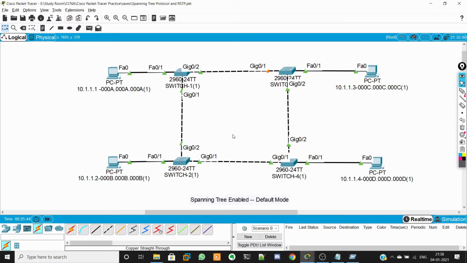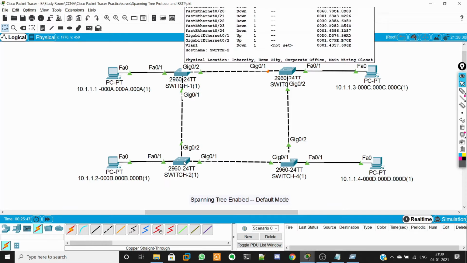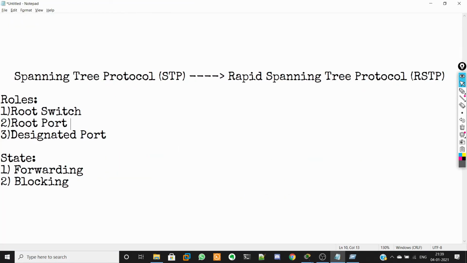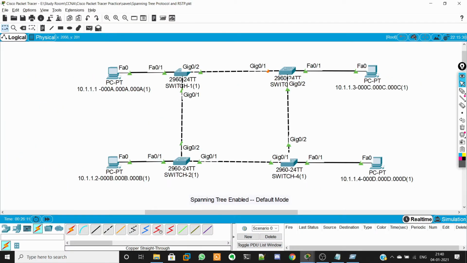Now you may ask, what are the advantages of being a root switch? If a switch is elected as a root, the switch will keep all its interfaces in a forwarding state. So all these forwarding interfaces can receive and forward the frames. Next term is root port. To understand the root port, you need to know what is root cost. In a network, root switch can be only one switch, one device, but the root port is not like that. Every non-root switch should have at least one root port.